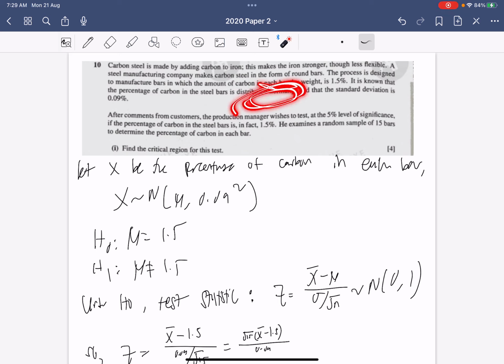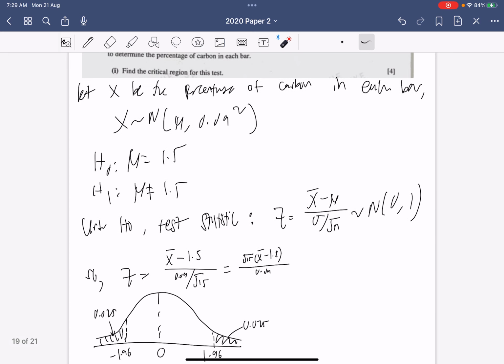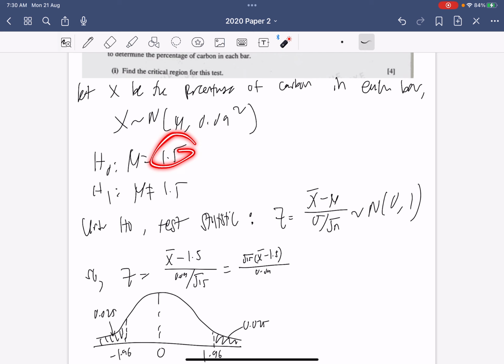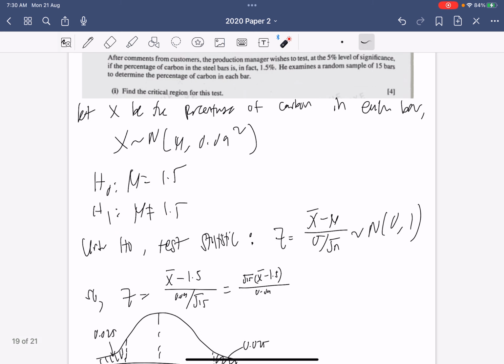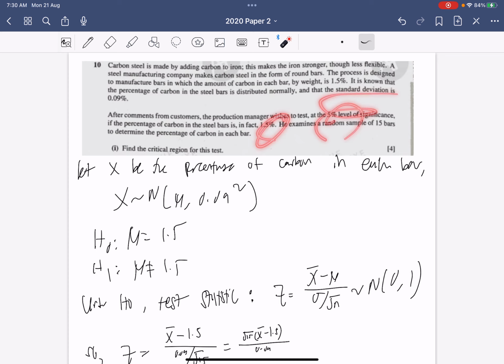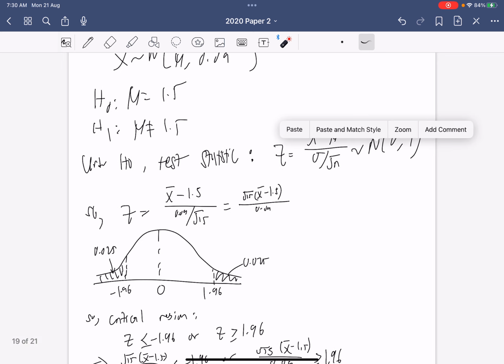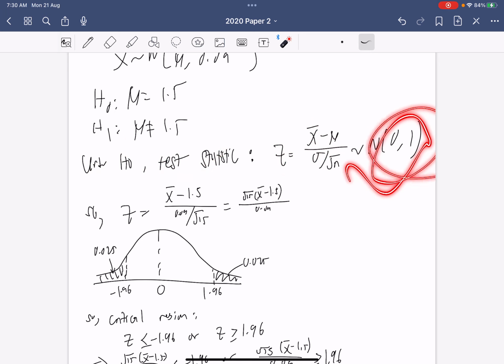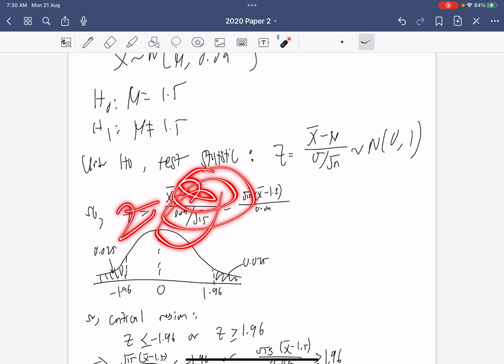But we already know it's distributed normally, and 15 is small, but it doesn't matter because it's distributed normally. So we will find the critical region. So we know X is normal with mean mu and variance 0.09 squared. H0 is just mu equals 1.5, and H1 is just mu not equal to 1.5, since you want to test whether it is 1.5 or not. So it can be less than or more than. Now under H0, we have our test statistic Z, which is x bar minus mu over sigma over square root n, which then follows normal 0, 1.